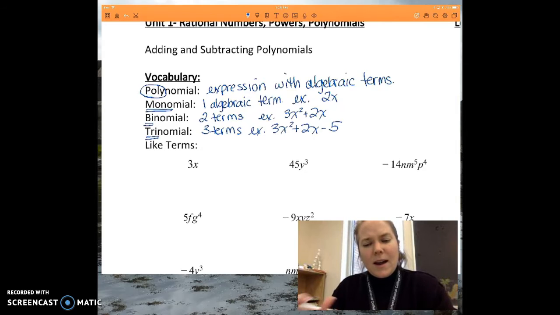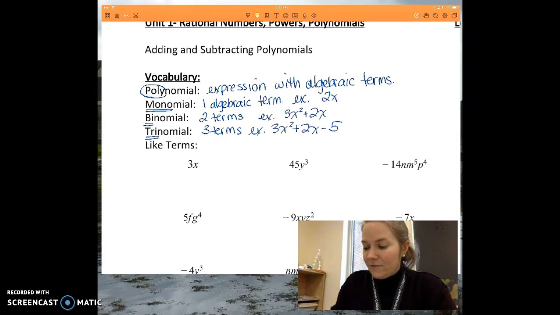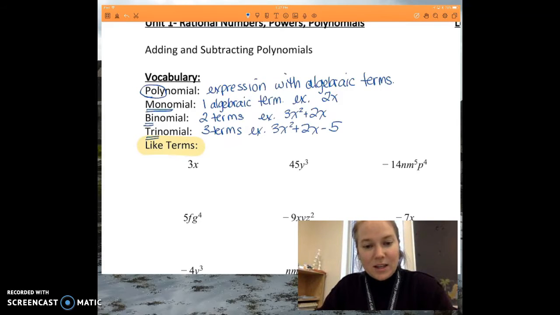So how are we going to add and subtract polynomials? Well, we're going to start at the basics by adding and subtracting monomials, or one term from each other. But there's something really important that we have to understand about adding and subtracting these types of terms. It's a little bit like adding and subtracting fractions. Only certain kinds can be added together or subtracted from each other. And what we have is this phrase, like terms. Now we say we can only add and subtract like terms.